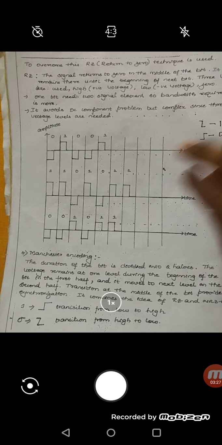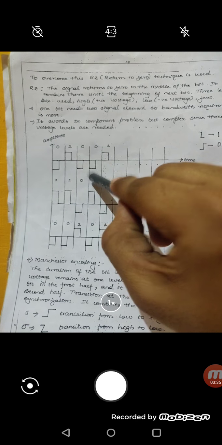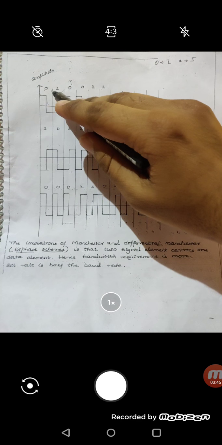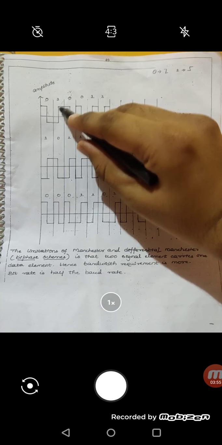See here the signals will be above the timeline for all the 1 bits and below the time axis for the 0 bits. But here in Manchester coding, 0 moves from high to low, that is from above the time axis to below it, and 1 also moves across both sides of the time axis, that is from below to above, low to high. So here 0 is denoted by this symbol and 1 is denoted by this symbol.